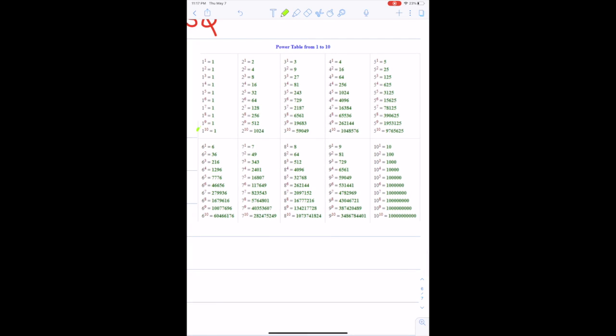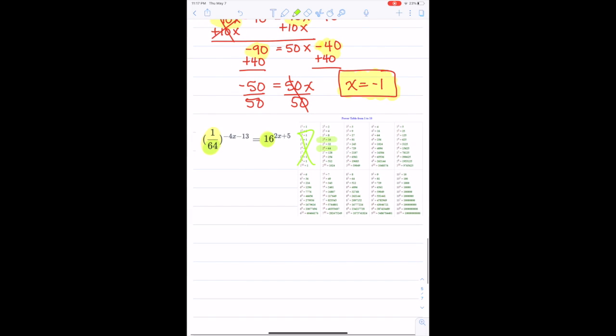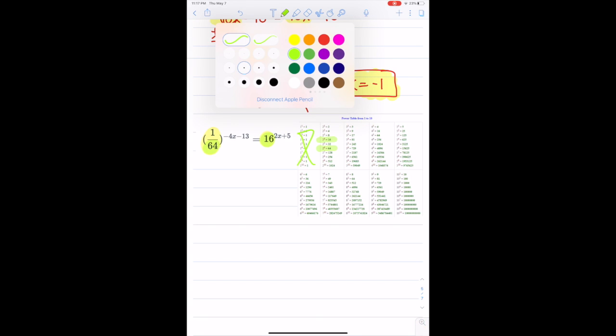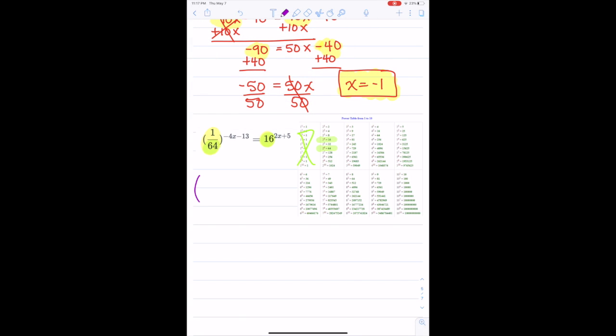So let's see. I'm looking for 64 and 16. So we already know this one, not so much. This one, 16, 64. So that looks like a winner. So let me go ahead and rewrite this fraction. So I can rewrite it as 1 over, according to this, 64 is 2 to the 6th power. So 2 to the 6th power to the negative 4x minus 13 is equal to 16. According to this is 2 to the 4th to the 2x plus 5.